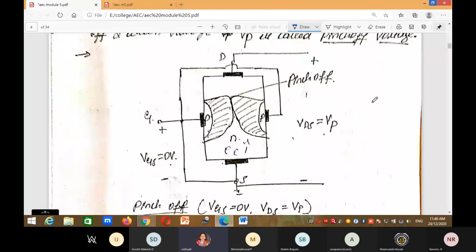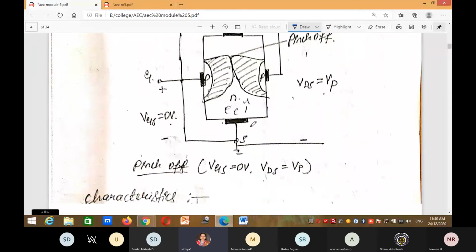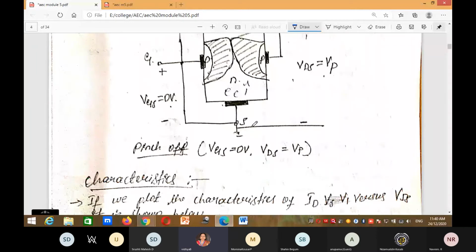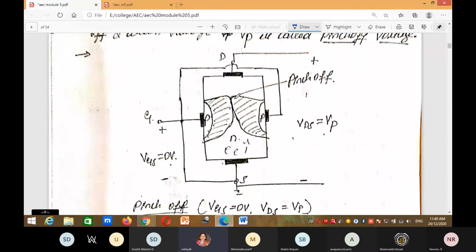You can observe that as we go on increasing VDS, at a certain point the two depletion regions will be joined. That is called VP. The voltage at which the two depletion regions join is called the pinch off voltage. At that time there is no flow of electrons. You can observe how it will flow: if it is joined, there is no place for electrons to go from source to drain.